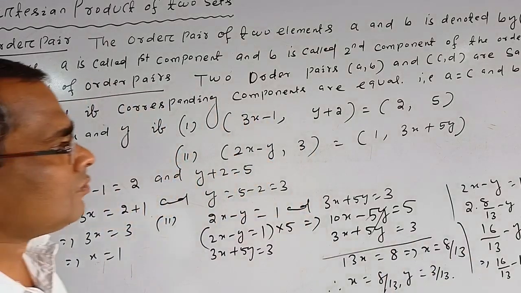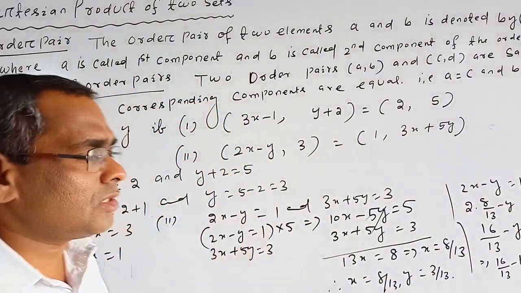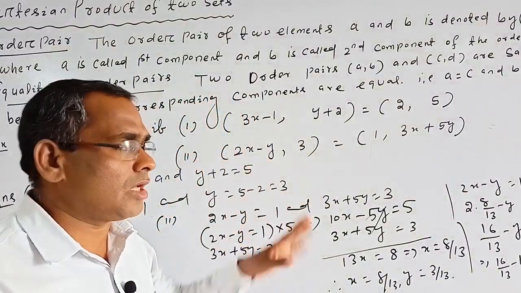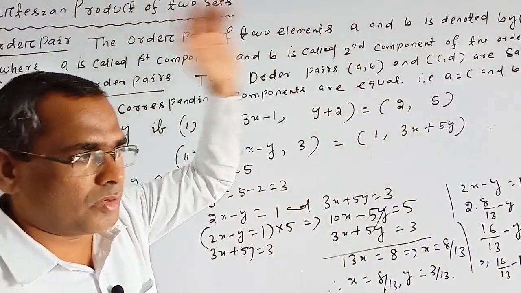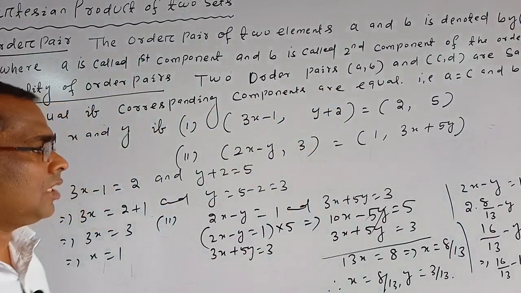So two ordered pairs are equal means corresponding components are equal. The first component must equal the first component, and the second component must equal the second component.